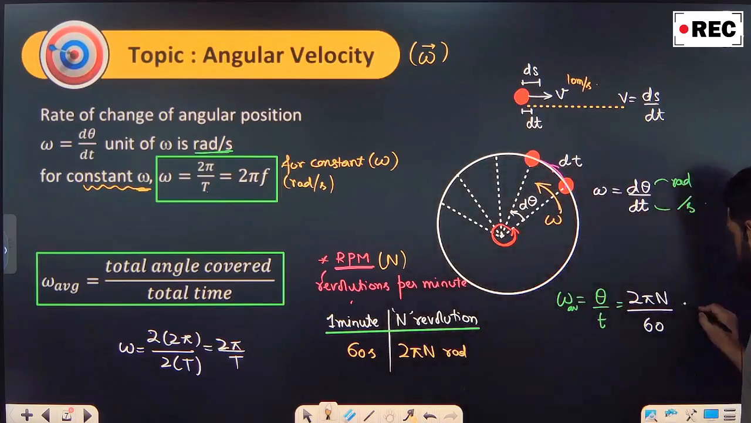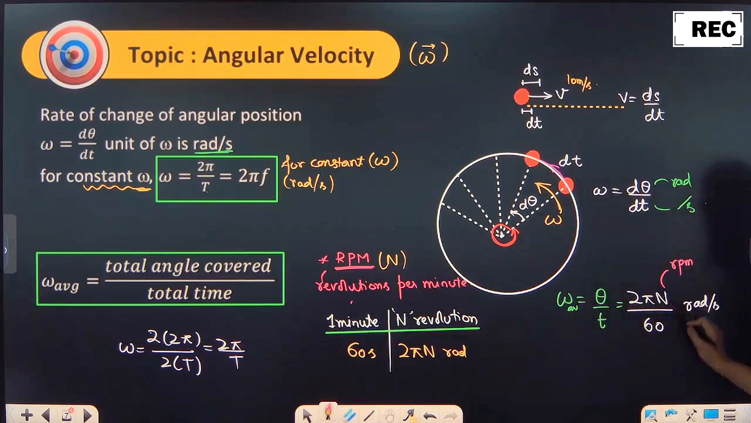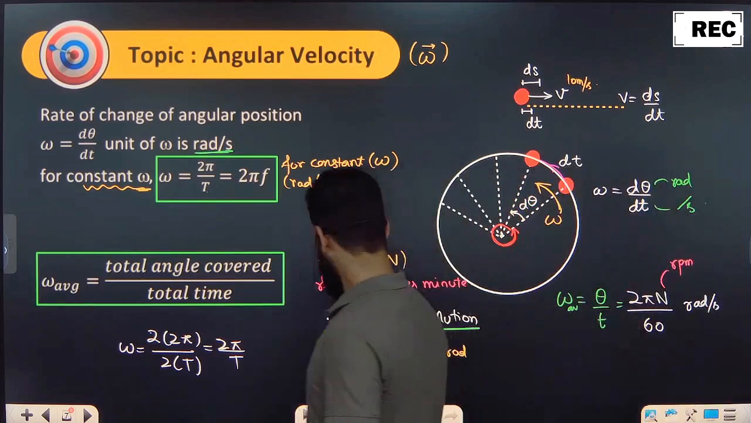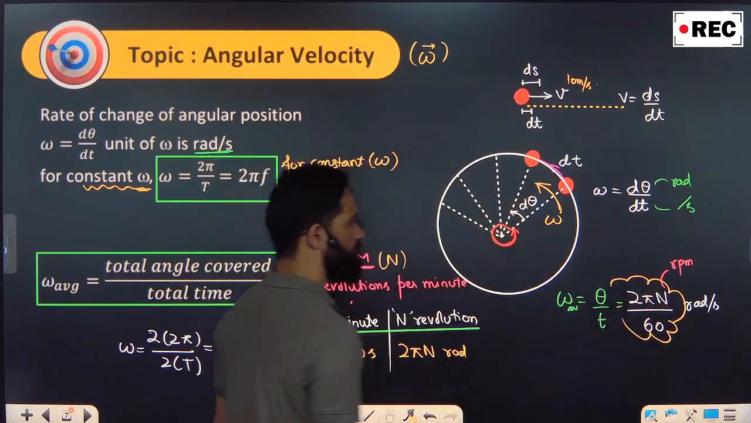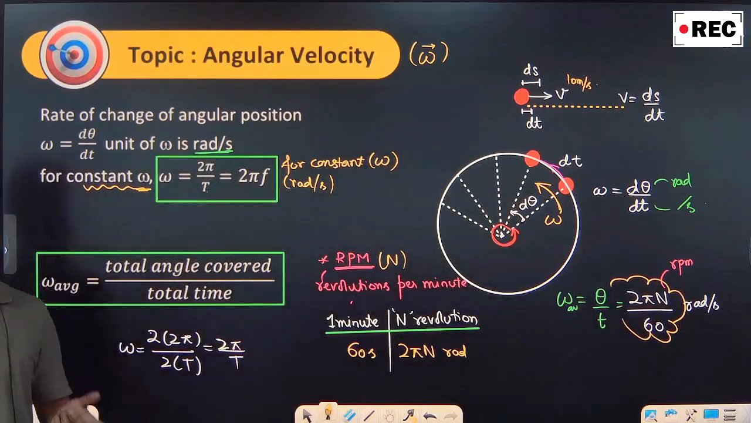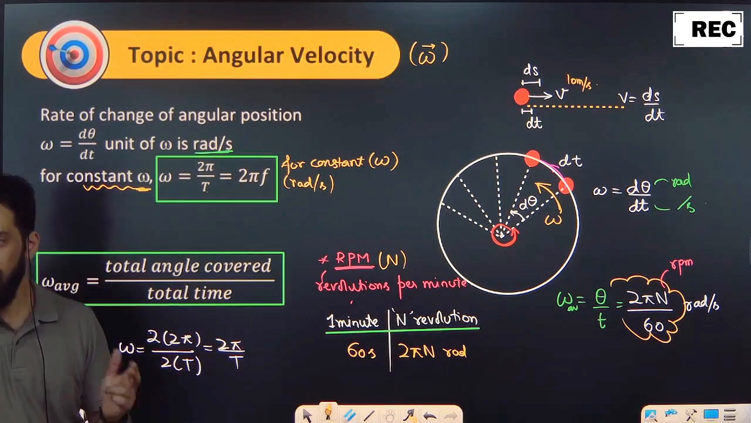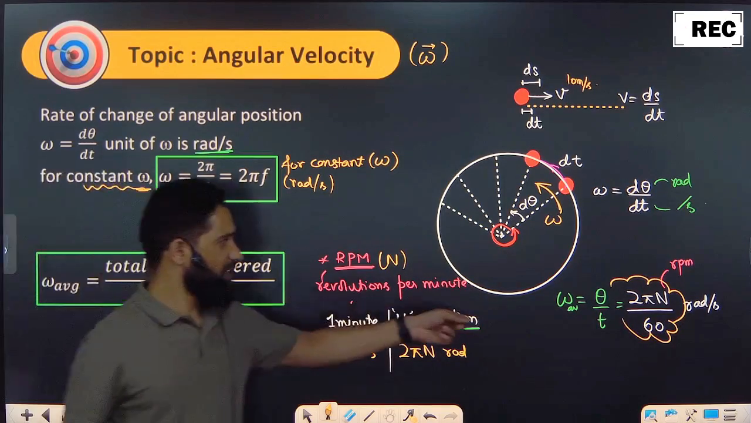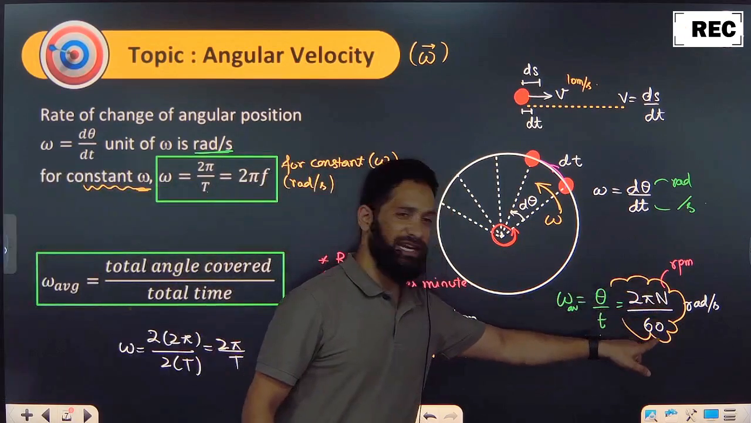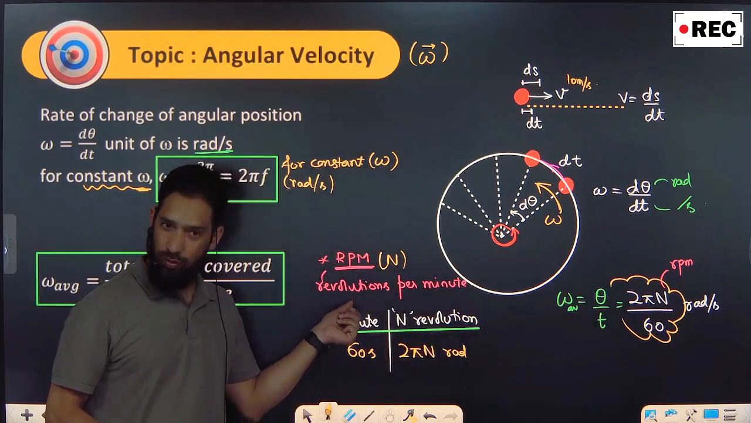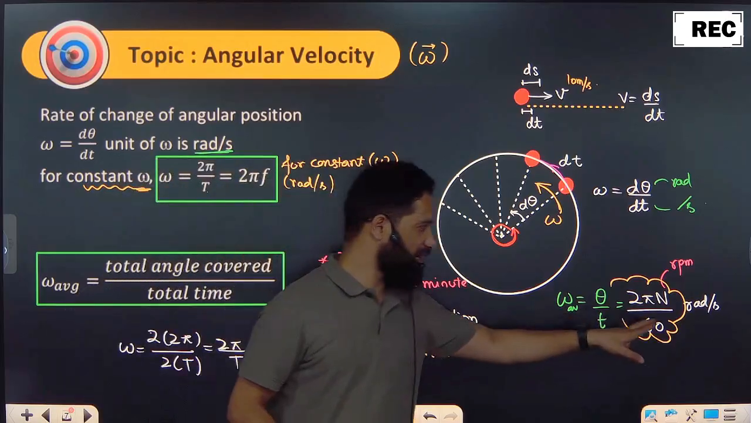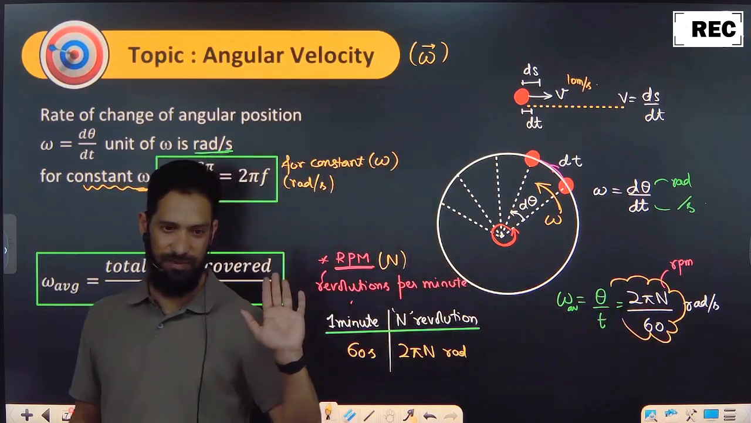Is that clear? So whenever you have RPM, how do you convert RPM to radian per second? This n is RPM, so 2 pi n by 60. Sometimes they say RPS, revolutions per second. In that case you just multiply 2 pi n. Don't divide by 60, because I write 60 only for 1 minute. If it is for 1 second, I will not divide by 60. It is simply 2 pi n.